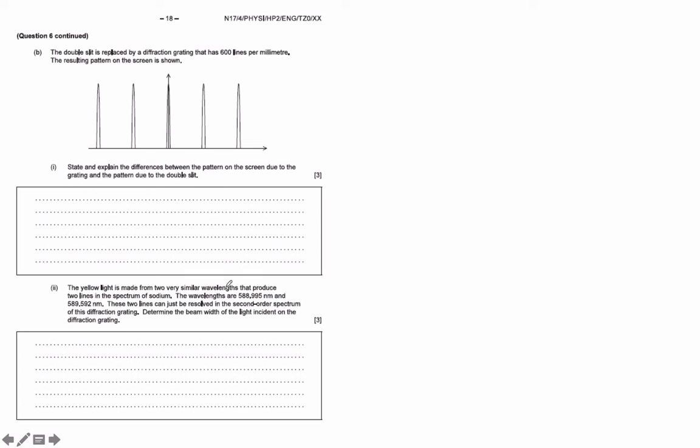The yellow light is made from two very similar wavelengths that produce two lines in the spectrum of sodium. Evidently, of all of the diffraction grating resolving power questions, they've had two of these on the test. So we know how to do this. The resolving power R, which we never really calculate, is the ratio of the wavelength to the smallest difference in wavelength we can discern, and that's going to be the order times the number of slits.